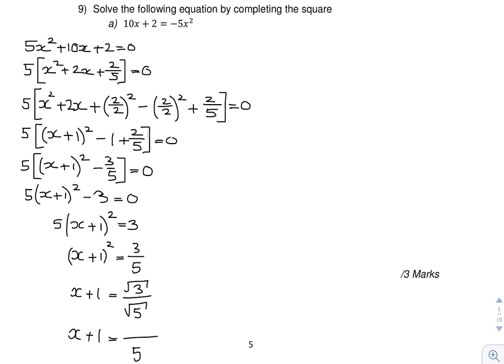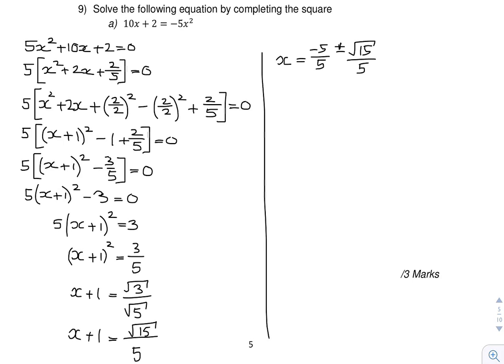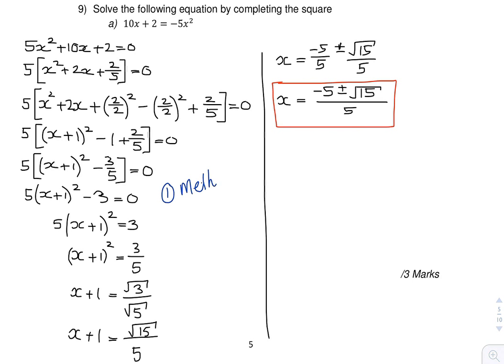You could indeed actually just put that into your calculator and get the same result. So if you put into your calculator root 3 divided by root 5, it will pop out with a solution of root 15 divided by 5. We're now going to plus 1 to both sides to give a result of negative 5 plus or minus root 15 divided by 5. That's my end result, so put a box around it.